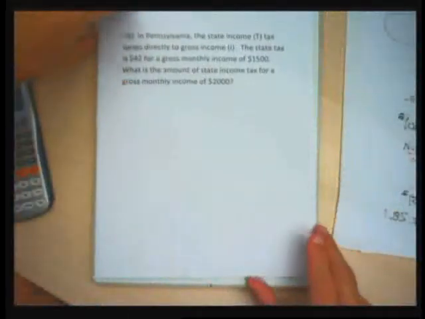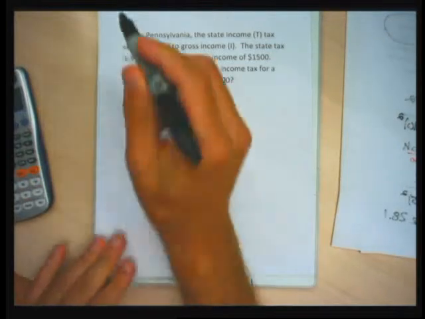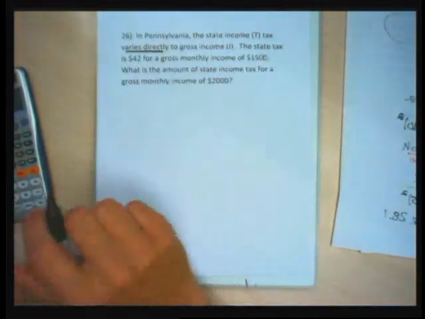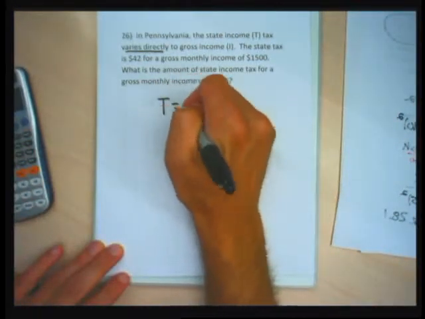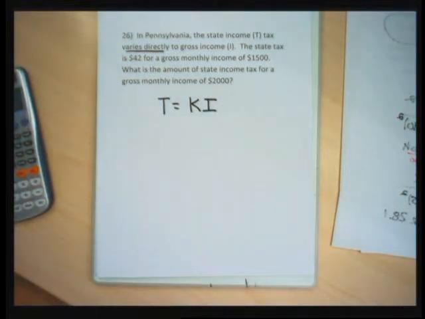26 is the last even problem in this section. Same deal. I look at the first sentence. I look for the words directly, inversely, or jointly. I see the word directly, so I know in this problem that it's going to be a multiplication, not a fraction, because inversely is the only one with a fraction. And then I start looking for words like square, square root, cubed, cube root in that first sentence, of which I don't see any, so I know I don't need any symbols other than the letters in the problem and a k. So the equation I'm going to get is t equals k times I for the first sentence.